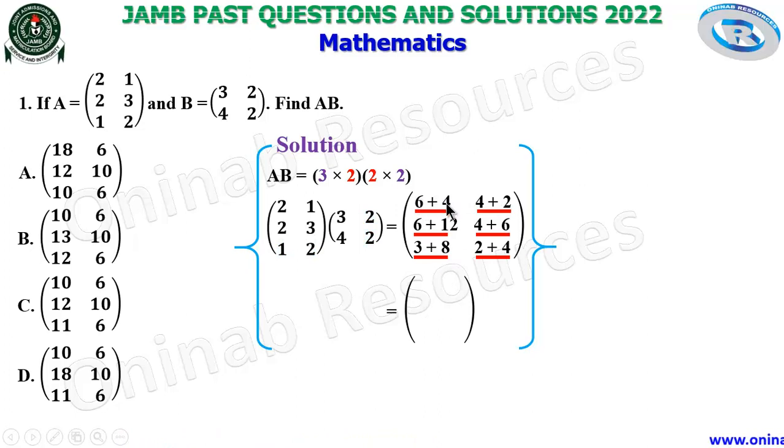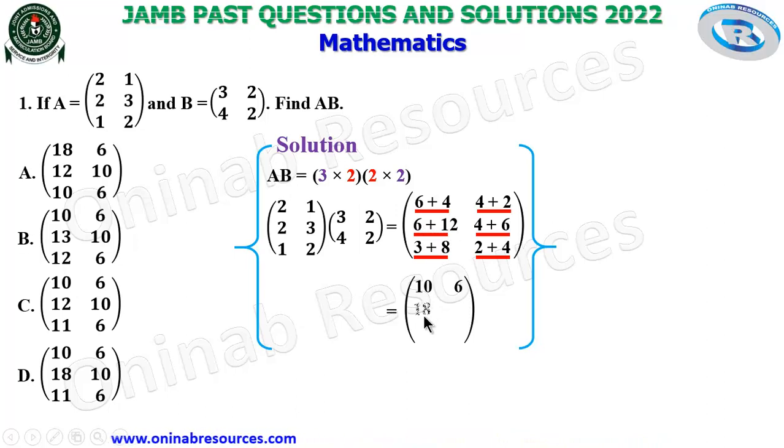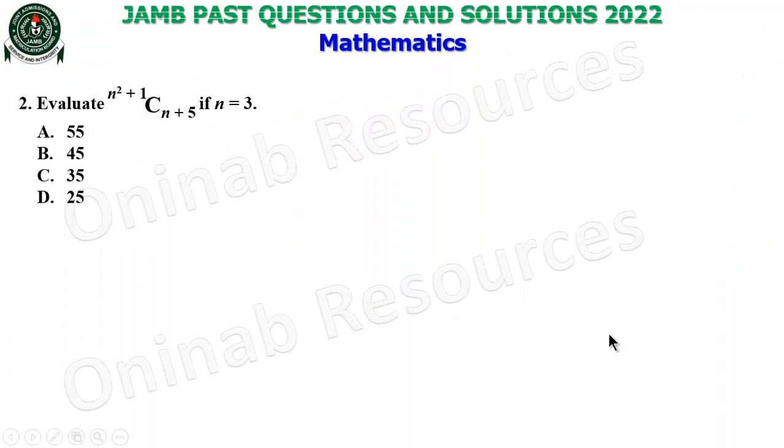So we have 6 plus 4 gives 10. 4 plus 2 gives 6. 6 plus 12 gives 18. 4 plus 6 gives 10. 3 plus 8 gives 11. And 2 plus 4 gives 6. So this is the product of the matrices A and B. And the correct option there is option D. And that's the end of the solution to problem 1.